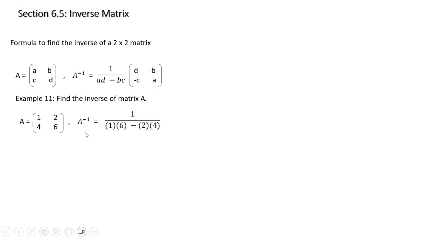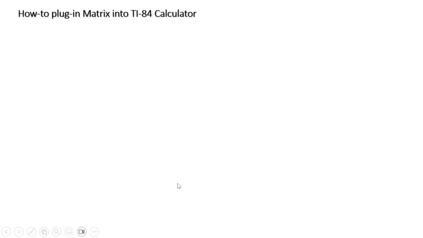It's going to be 1 over 1 times 6 minus 2 times 4. Remember the 1 and the 6 switch places, and the 2 and the 4, you switch the signs. Now we simplify. 6 minus 8 will give us negative 2 on the bottom, so we have negative 1/2. If you multiply it times every entry, it's going to give us negative 3, 1, 2, and negative 1/2. This was the inverse from before. You can only apply this method if it's a 2 by 2 matrix.